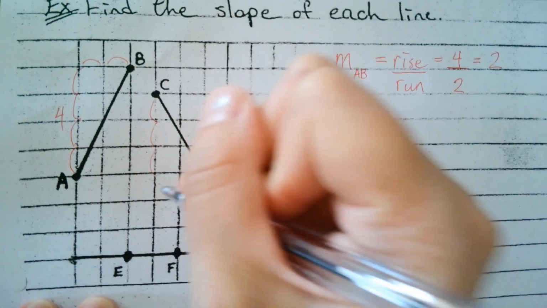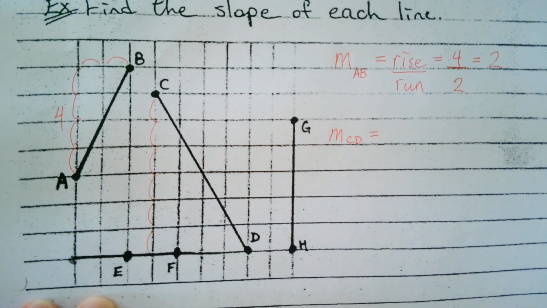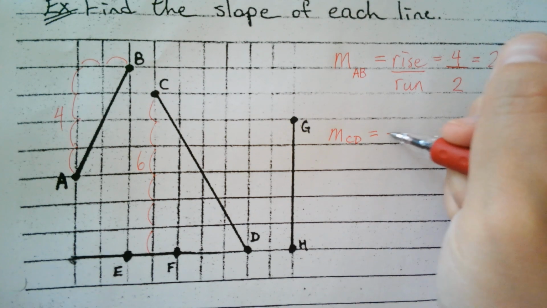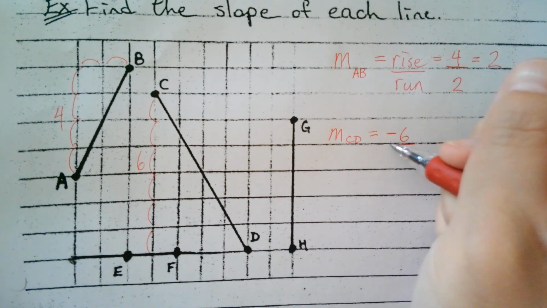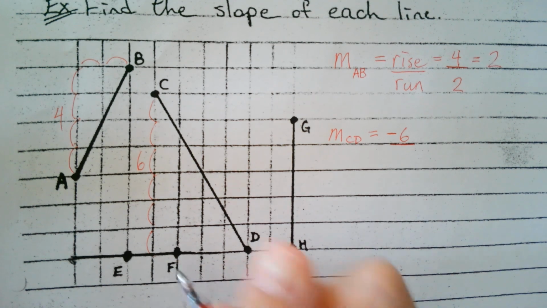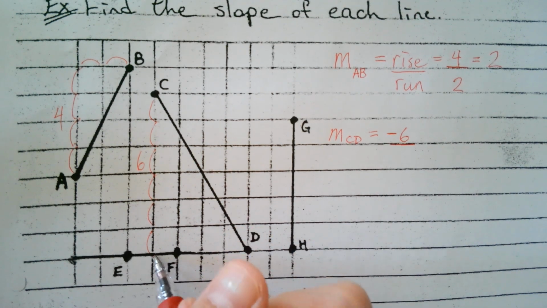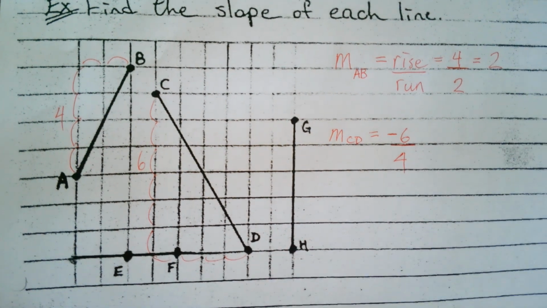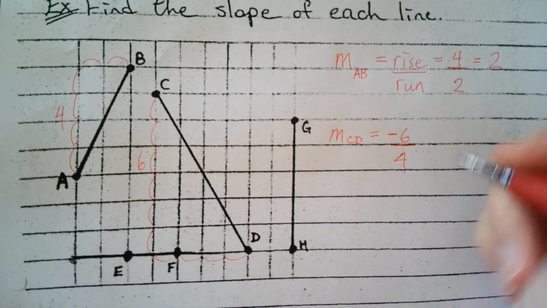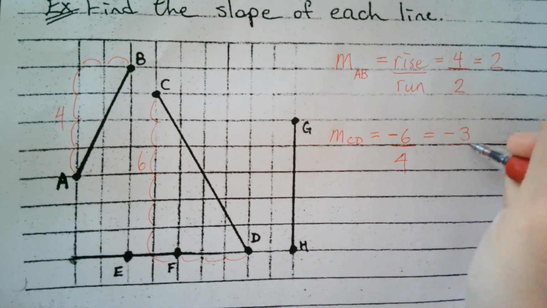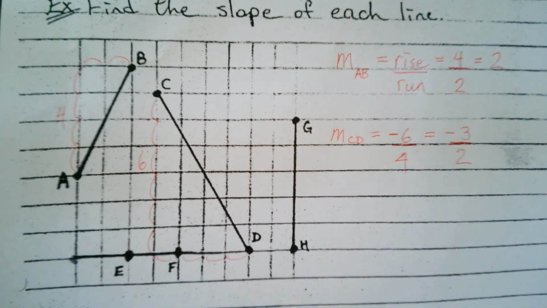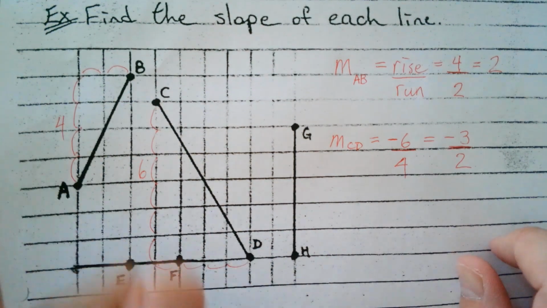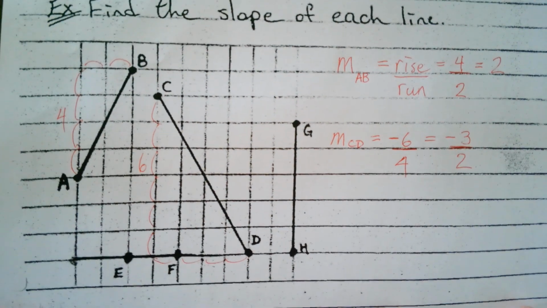1, 2, 3, 4, 5, 6. So how do I show as a number that I'm going down 6? Negative. Right. So negative 6 over. Once Cyrus gets out of the elevator, Diction lives how many units to the right? 4. 1, 2, 3, 4. So negative 6 over 4. But can I reduce that? Negative 3 over 2. Okay, and notice here, my line is this direction. It's negative. My slope is negative as well.